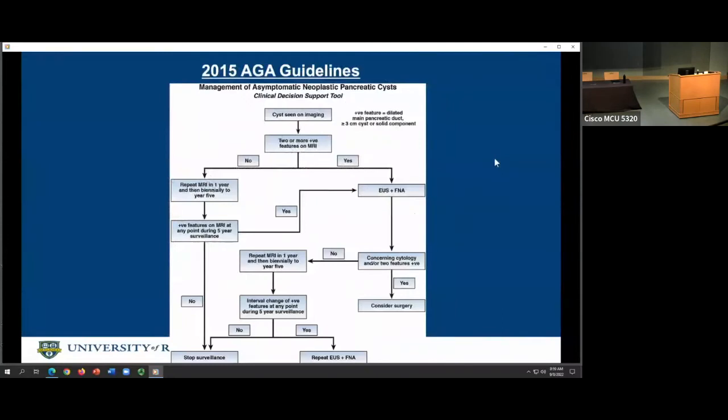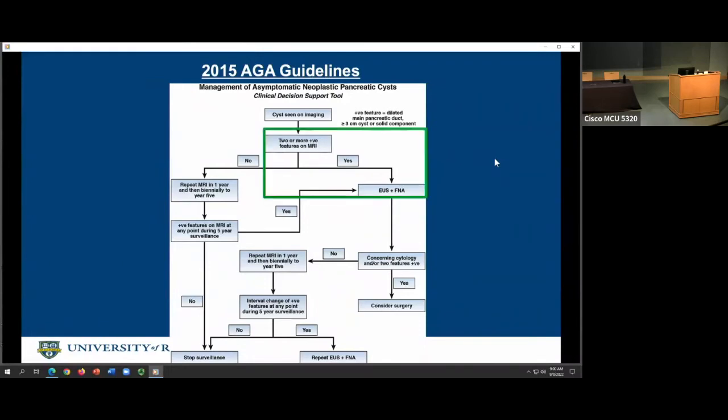The AGA guidelines came out in 2015, and the AGA recommended again that before starting any pancreatic cyst surveillance program, patients should have a clear understanding of the risk and the benefits. The AGA suggested that patients with pancreatic cysts less than 3 centimeters without a solid component or dilated main pancreatic duct undergo an MRI for surveillance in 1 year, and then every 2 years for a total of 5 years if there is no change in the size or characteristics.